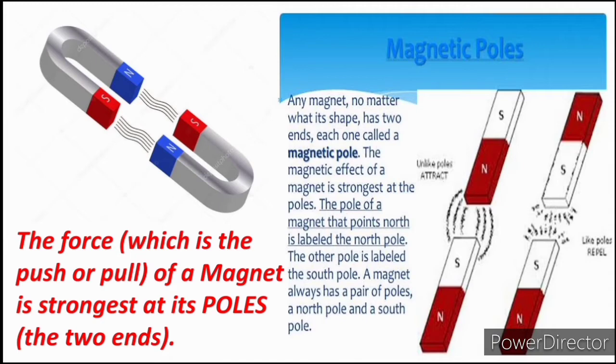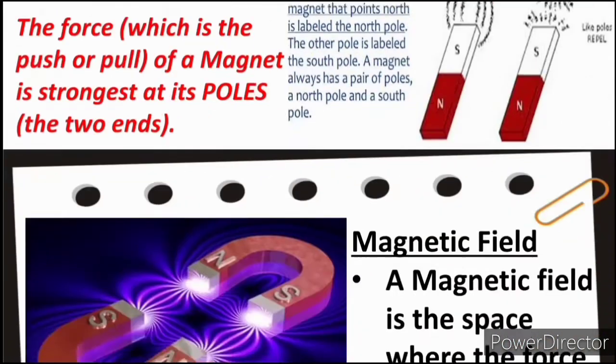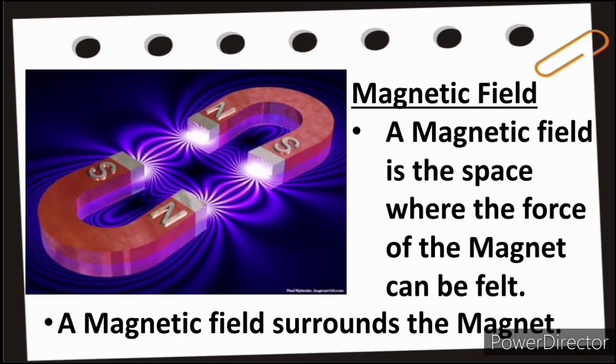Now, the force, which is the push or the pull of a magnet, is strongest at its poles. That means the two ends. You can see these two ends, that's the North Pole and the South Pole. So the force of a magnet is always strongest at its poles. So next time someone asks you, where is the force of the magnet the strongest? What will you tell the person? At its poles.